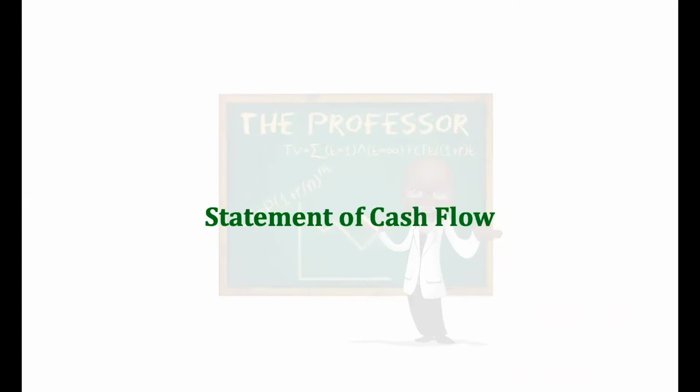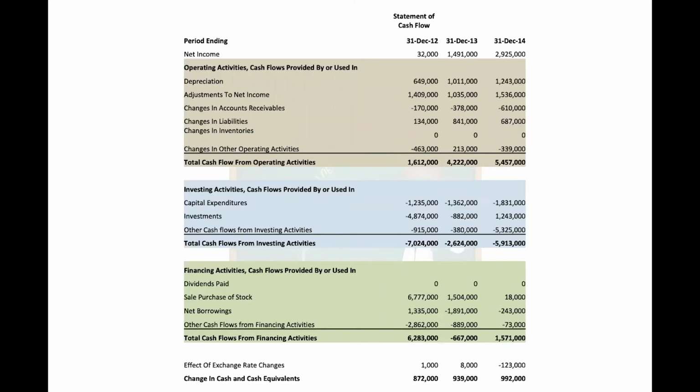I think this is one of the most overlooked, underused statements, but I think it provides a lot of information about the corporation. A statement of cash flow shows how cash came into the corporation and how cash went out. As you look at this statement, I'm going to say a couple of things to you. One, anything that brings cash into the corporation is going to have a positive sign. Anything that pulls cash out of a corporation is going to have a negative sign.